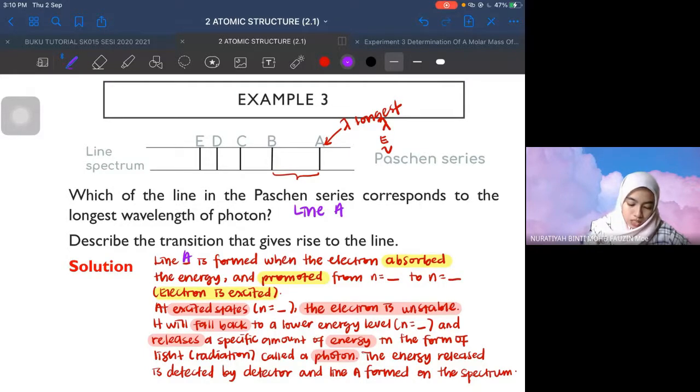Jawab dulu. So describe the transition. When you describe the transition, you have to describe daripada ground state. Okay. Maksudnya awak punya line A is formed when the electron absorb energy. Electron kat ground state absorb energy and promoted from n equals to 1 ke n equals to, kejap, n equals to 3 tak silap saya.